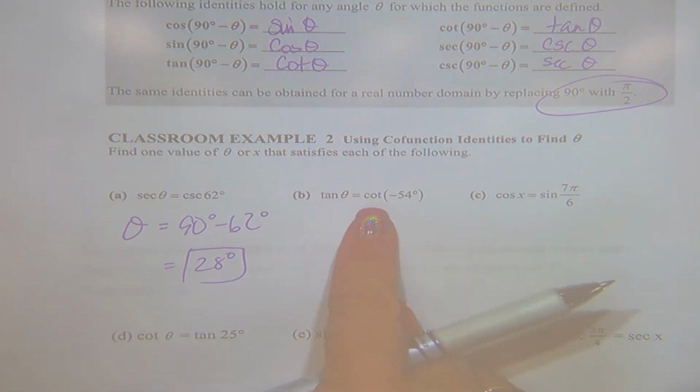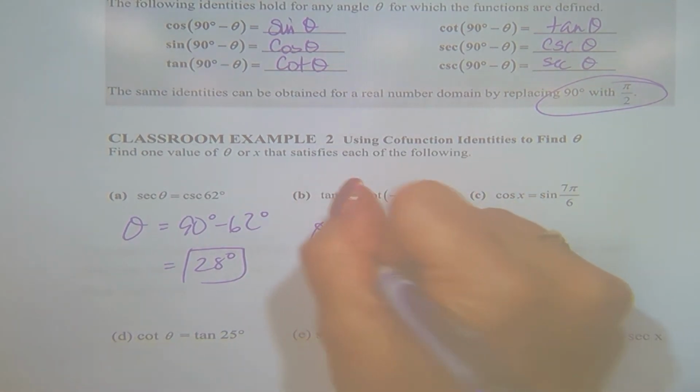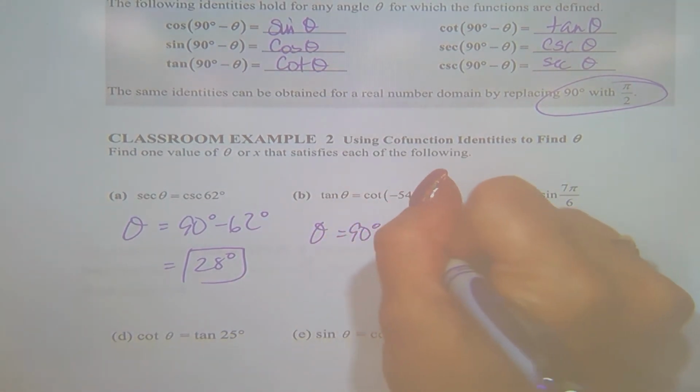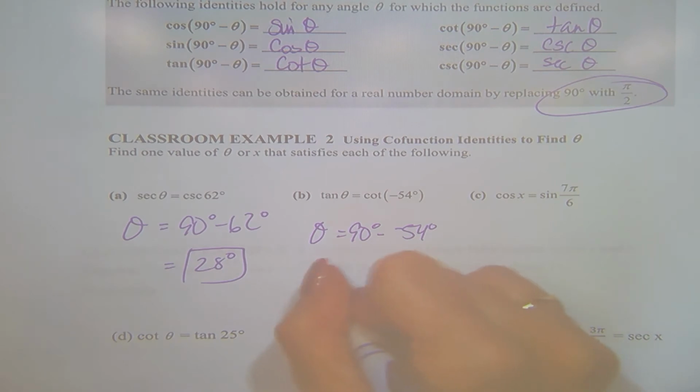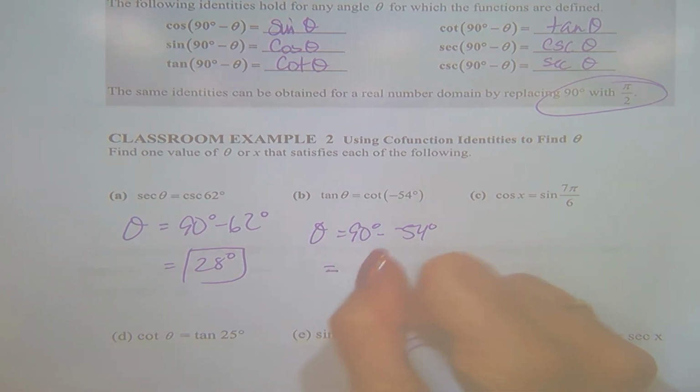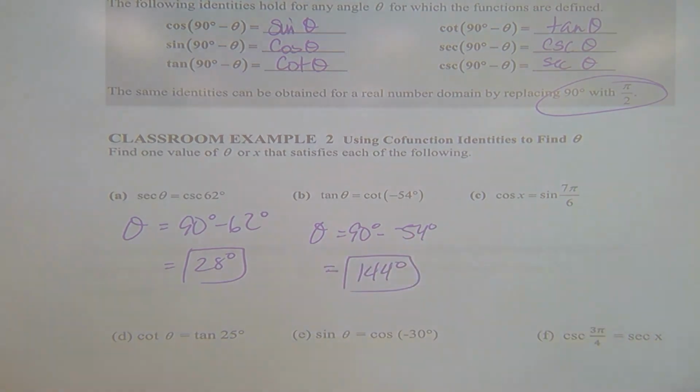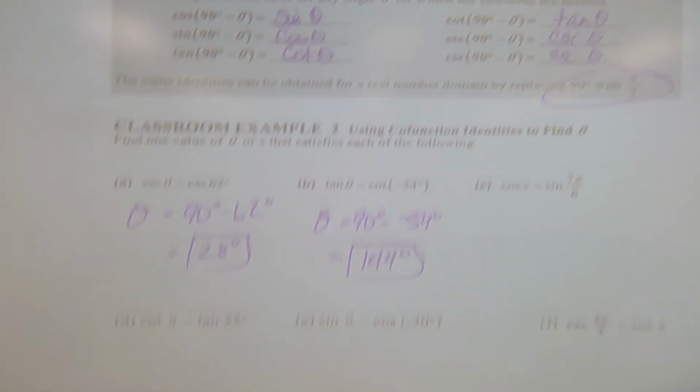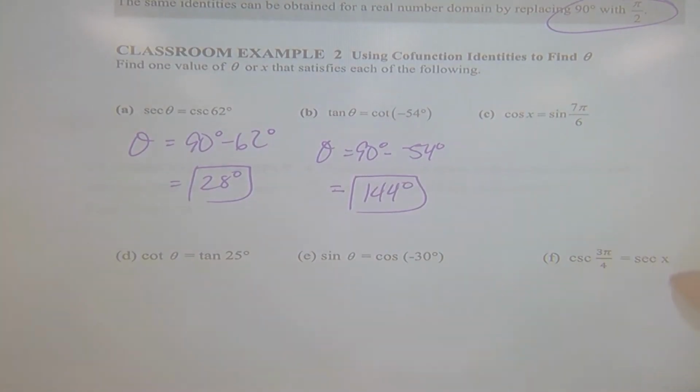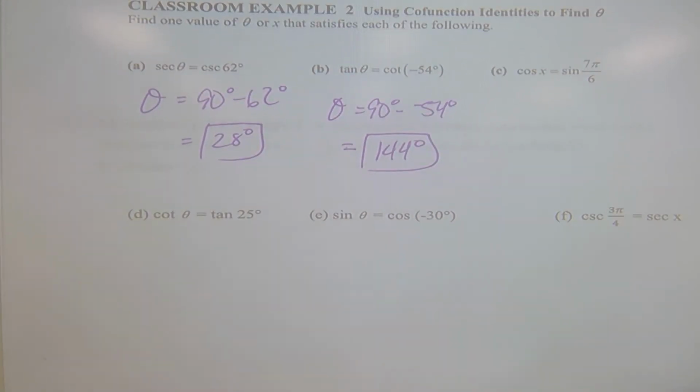Tangent and cotangent are cofunctions. That means theta is 90 minus a negative 54. So theta in this case is 144 degrees. Again, we're not staying with just acute angles. Go ahead and practice with D and E, and then we'll come back into our two radian values.